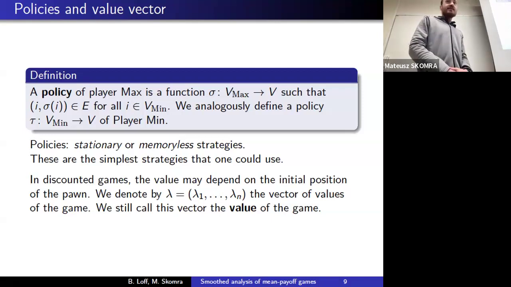So this is a concept of a strategy that is very simple and very stupid, right? Because your decision at a given node depends only on the current node. You don't care about your current payoff. You don't care about what the other players did. You don't care about any kind of history. You take the current position, and this is the only thing that you remember. This is why policies are called stationary or memoryless strategies, because they require zero memory of what happened in the past, and they only depend on the current state. So this is like the simplest possible strategy one could use.